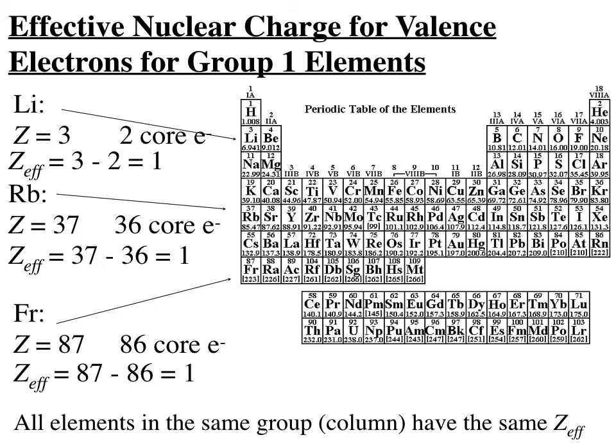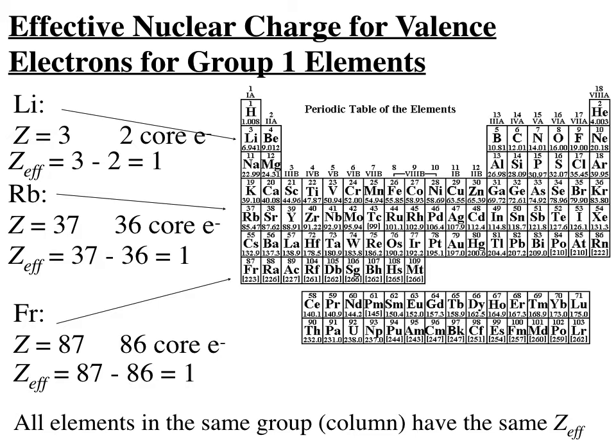And if we count the core electrons, the lithium valence electrons are in row 2. The lithium core electrons are all those in row 1, and there are 2 total electrons that represent the core electrons. So Z effective is 3 minus 2, or 1, for lithium. Let's go to rubidium, which is element 37.